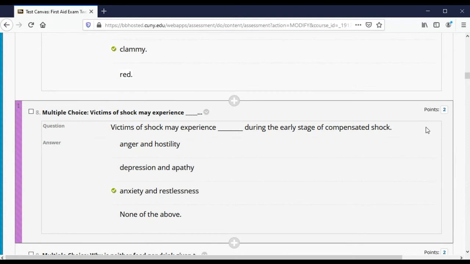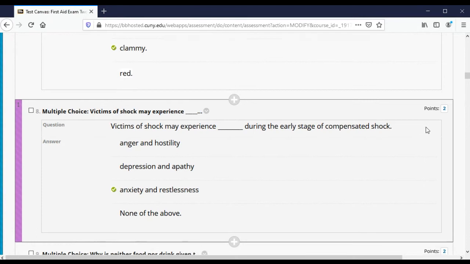Anger and hostility may occur a little bit later, if at all. Usually some anger and hostility more with drug intoxication or head injury. Depression and apathy is not really a sign or a symptom of shock. Lethargy occurs in the later stages of shock or decompensated shock when the body is failing at its mechanisms to maintain perfusion.